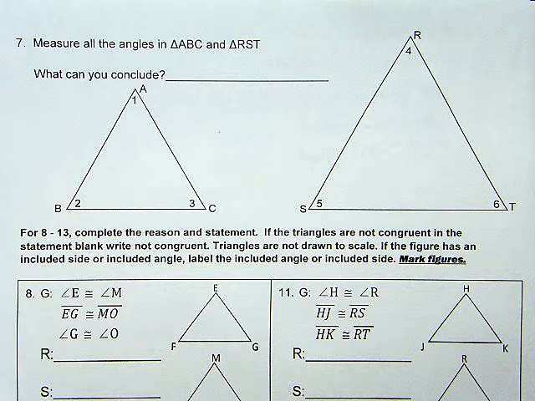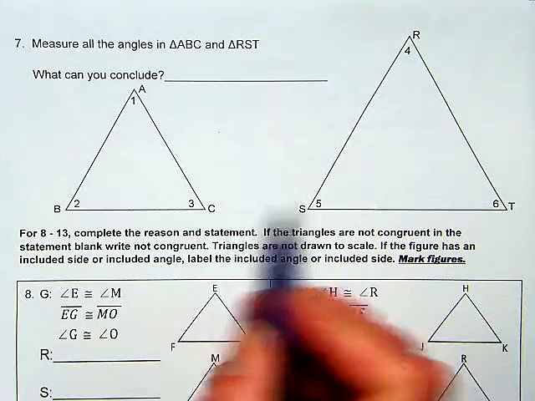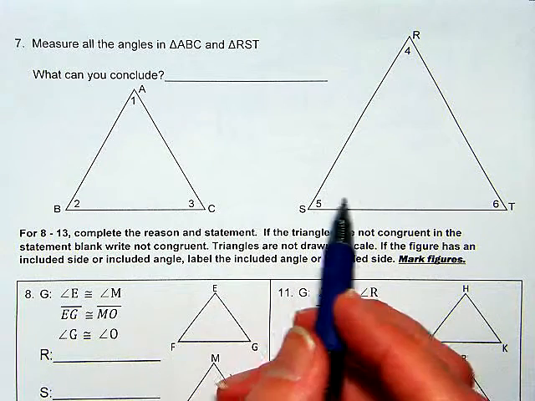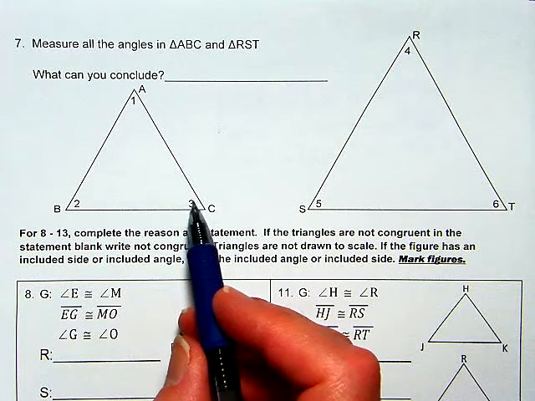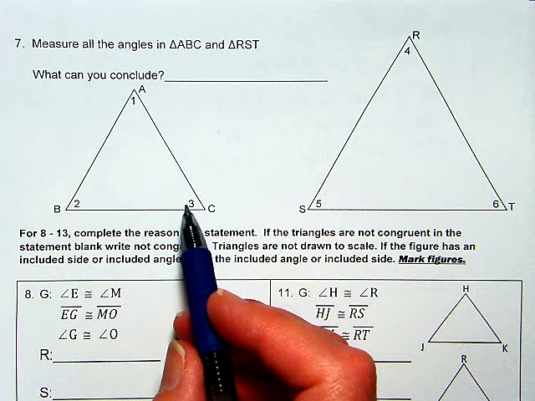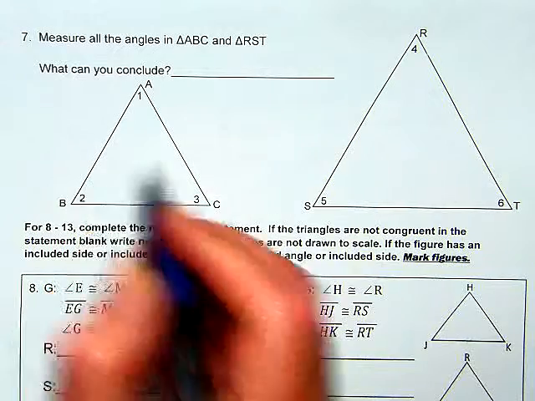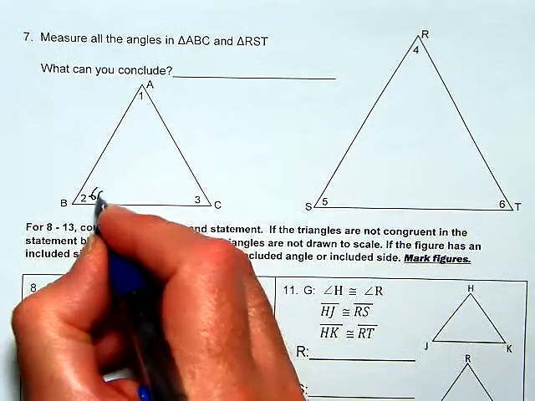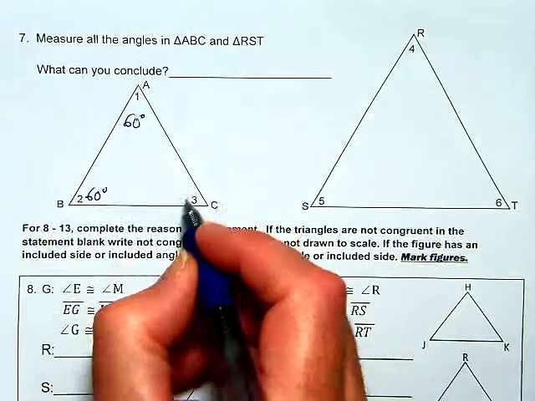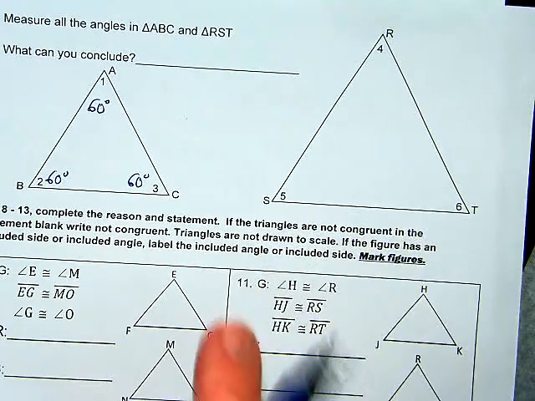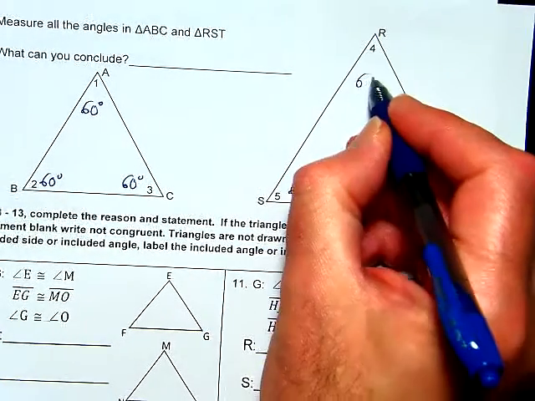Measure all the angles in triangle ABC and triangle RST. Now, I'm not going to measure these, but I assure you they're all pretty close to 60, maybe 1 or 2 degrees off. Of course, the printing is not perfect. But the purpose here is to show you two equilateral triangles. We learned previously that equilateral triangles have all of their angles equal to 60 degrees. So, assuming these are both equilateral triangles, each of these angles is equal to 60 degrees, as well as each of these angles.